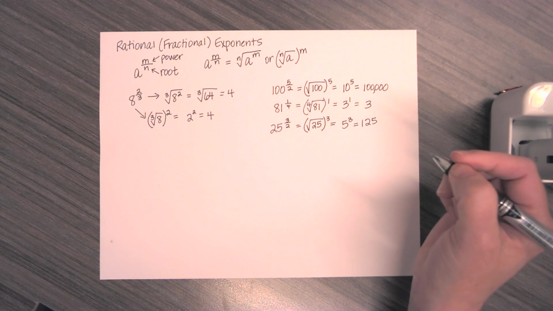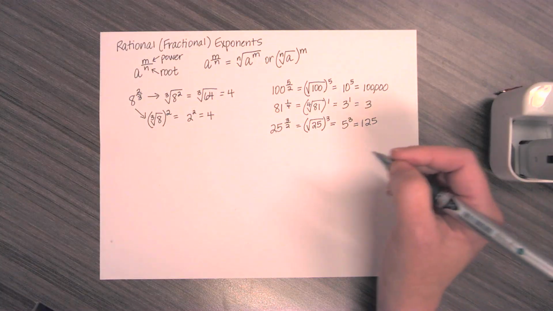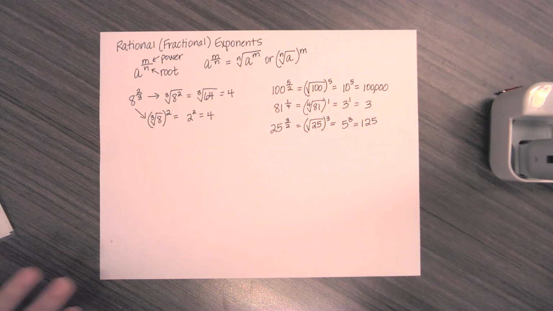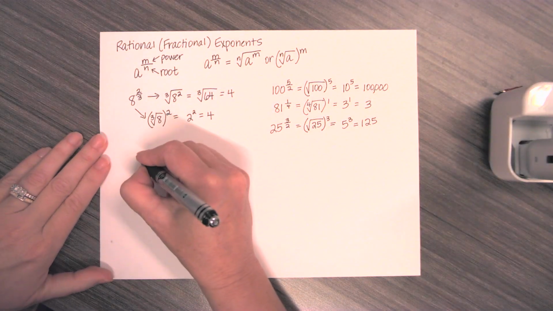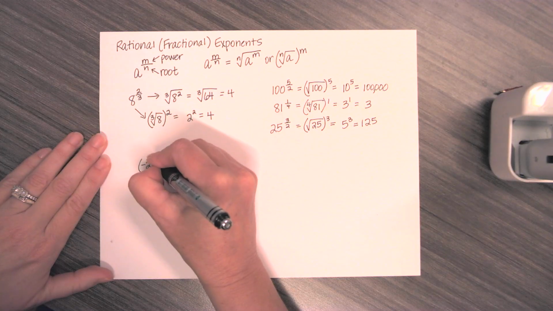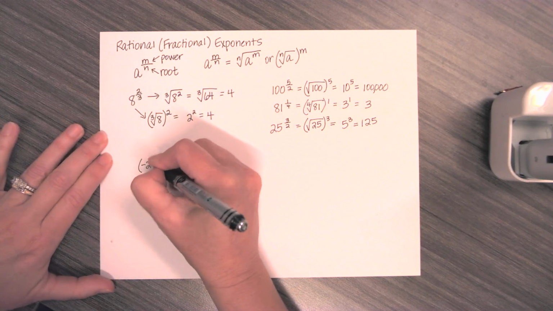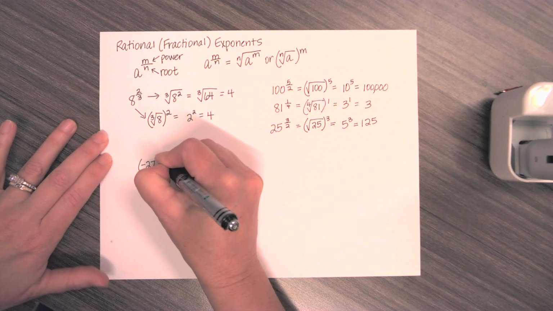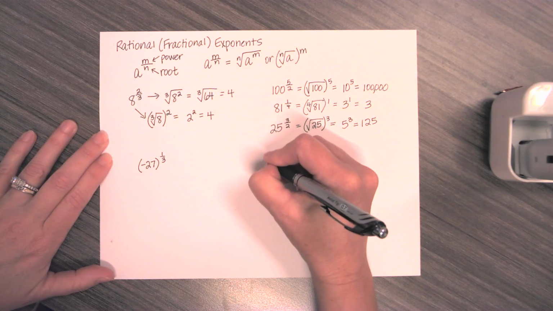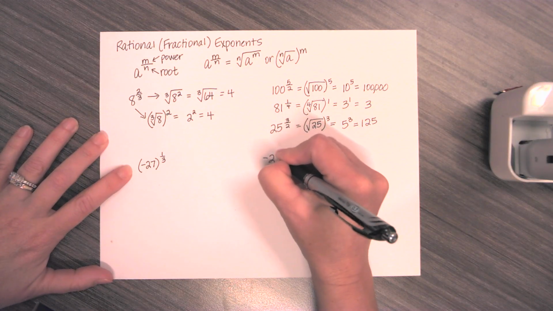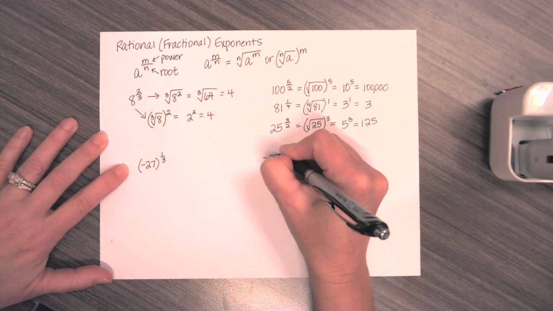What about a negative? Now, we have to be really careful when we have negatives. We can have some problems that look very similar, but they are not the same. So I want to compare these two things here. Negative 27 in parentheses raised to the 1/3 power. I'm going to work that, and I'm going to work this and show you how they're different.